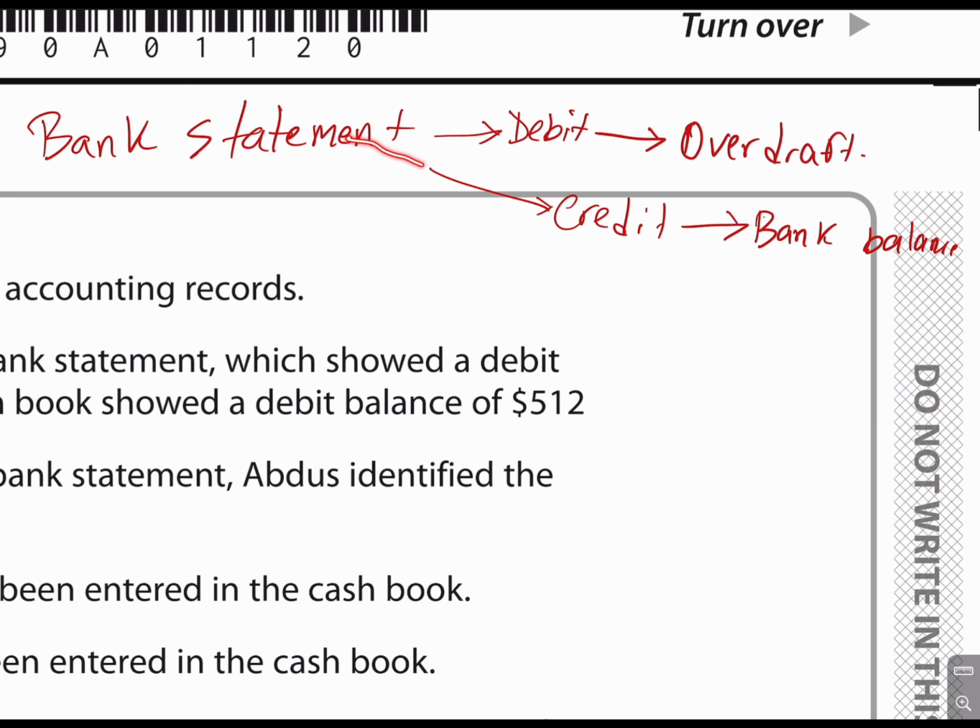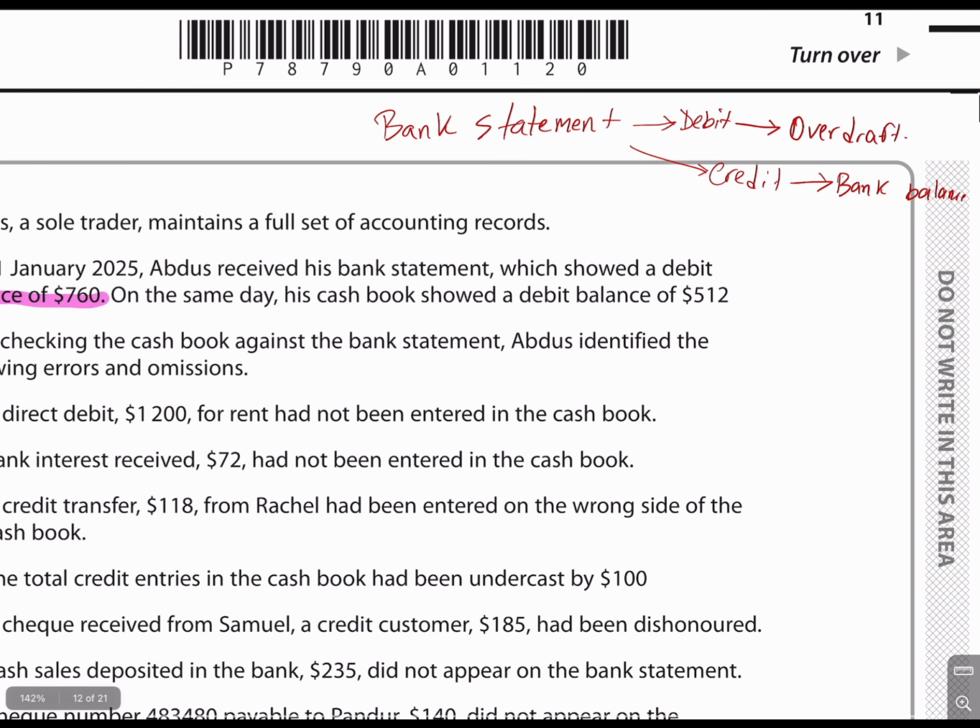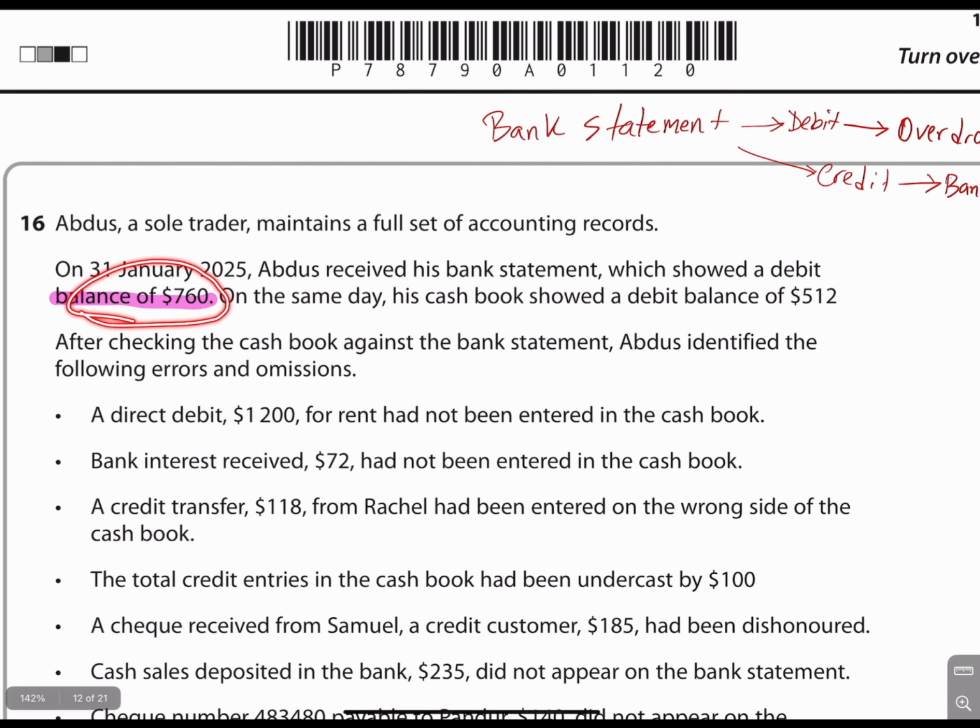If the bank statement shows a credit balance, the bank balance that you have in your bank account is the liability of the bank, because they are yet to provide you the money. So they are liable. And the overdraft that you have in your bank account is an asset for the bank, because they are supposed to receive that money from you. So do remember this. Bank statement debit balance means it's showing overdraft.